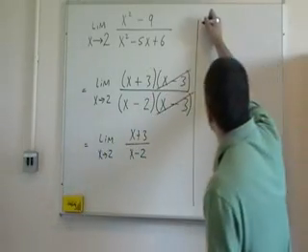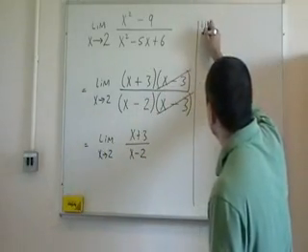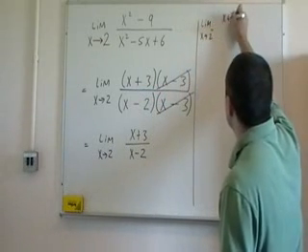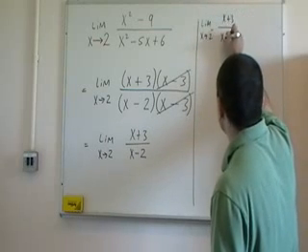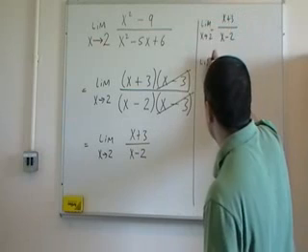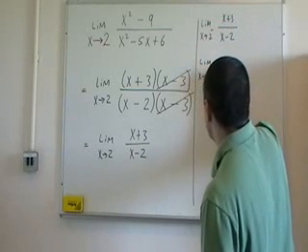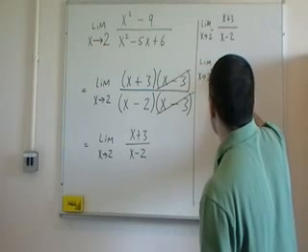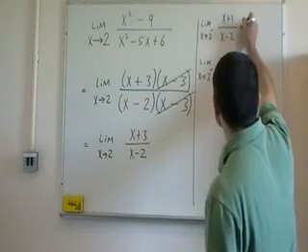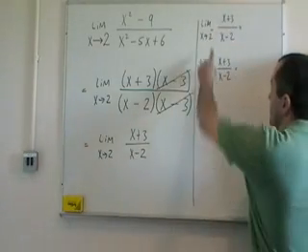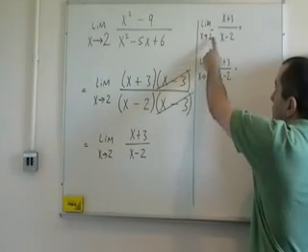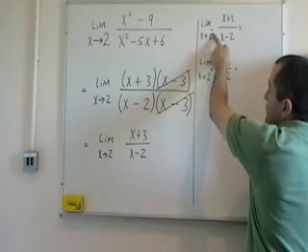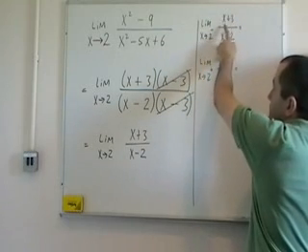So let's calculate the limit as x goes to 2 from the left of (x plus 3) over (x minus 2), and we calculate the limit as x goes to 2 from the right of (x plus 3) over (x minus 2). So let's remember what the little minus and little plus sign are saying to us. In this situation here, we're saying take numbers slightly smaller than 2, substitute them into this function, and see what you get.